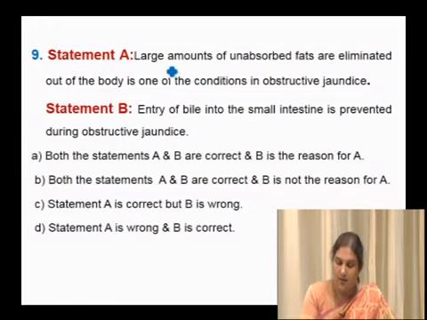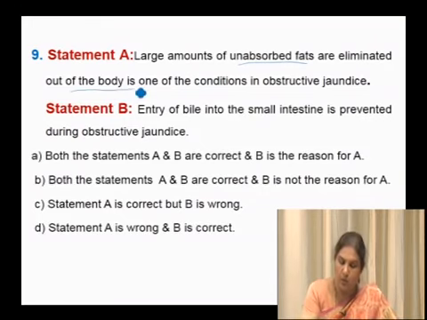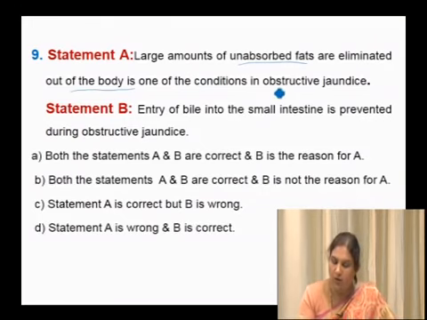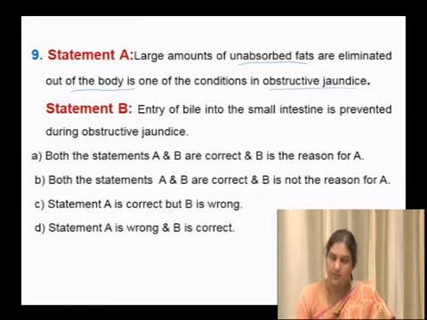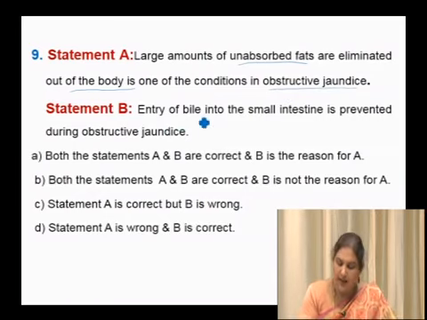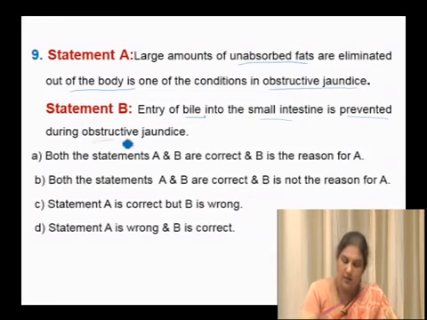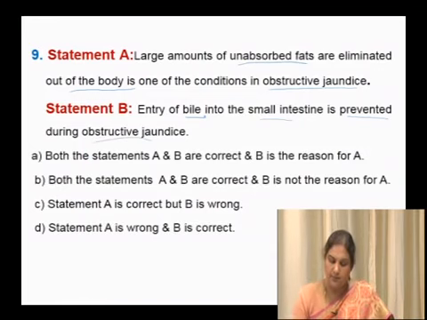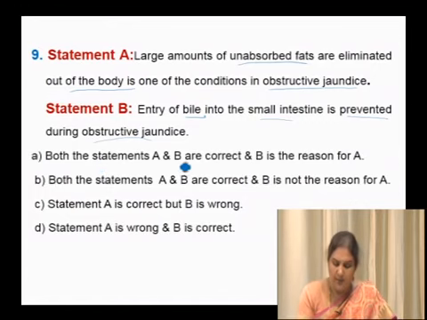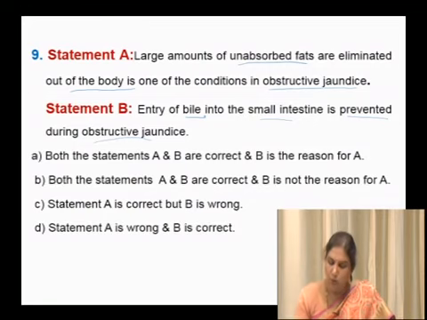The next question. Statement A: Large amounts of unabsorbed fat are eliminated out of the body, which is one of the conditions of obstructive jaundice. Statement B says, entry of bile into the small intestine is prevented during obstructive jaundice. The options say like this: both the statements A and B are correct, B is the reason for A. Both the statements A and B are correct and B is not the reason for A. Statement A is correct but B is wrong. Statement A is wrong and B is correct. Let us work it out.